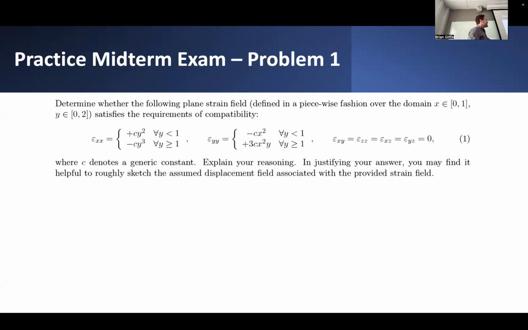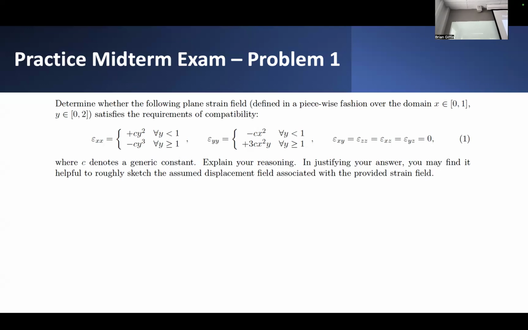And then I provide you with the epsilon XX strain field and the epsilon YY strain field, both defined in this funny piecewise fashion. So for all points that lie below the line Y equals 1, the epsilon XX strain field looks like this: CY squared. And then similar definition for epsilon YY, where points below that line look like this, minus CX squared.